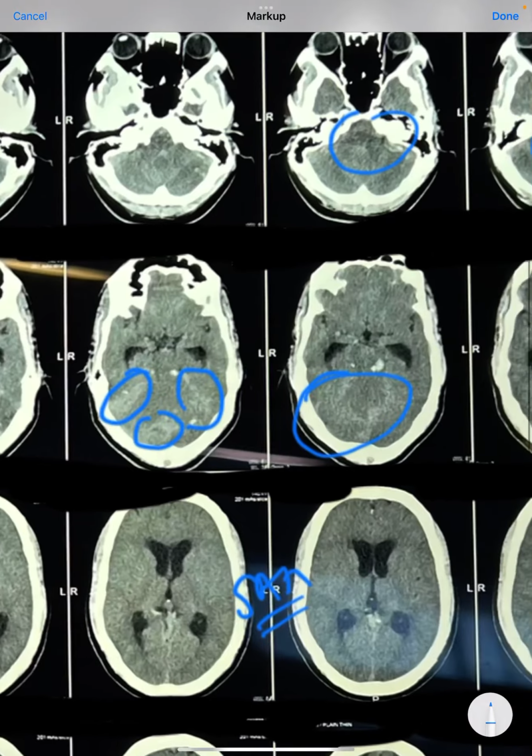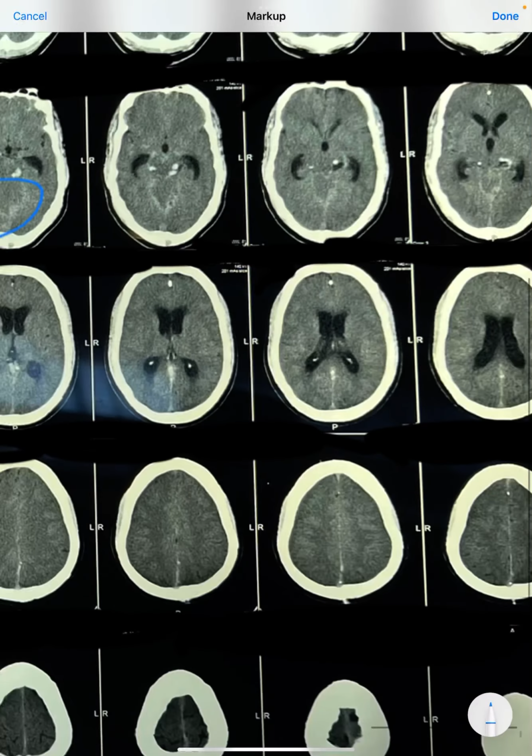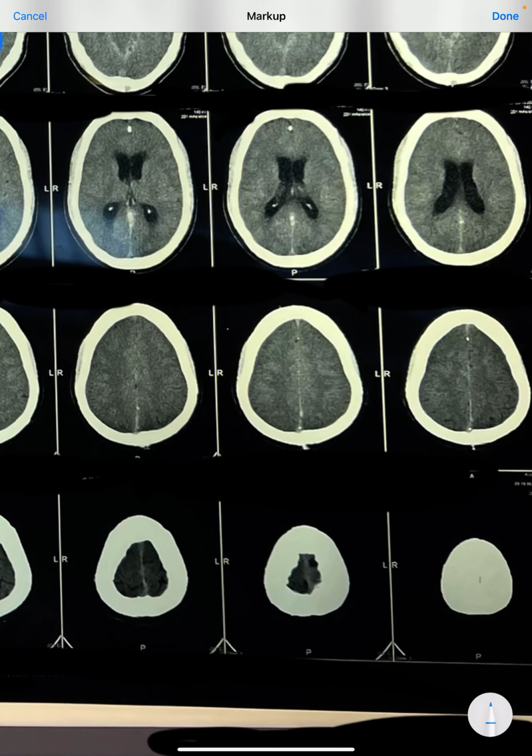So this was a very interesting case, a very rare case, who had a dural based AV fistula having subarachnoid hemorrhage and obstructive hydrocephalus.